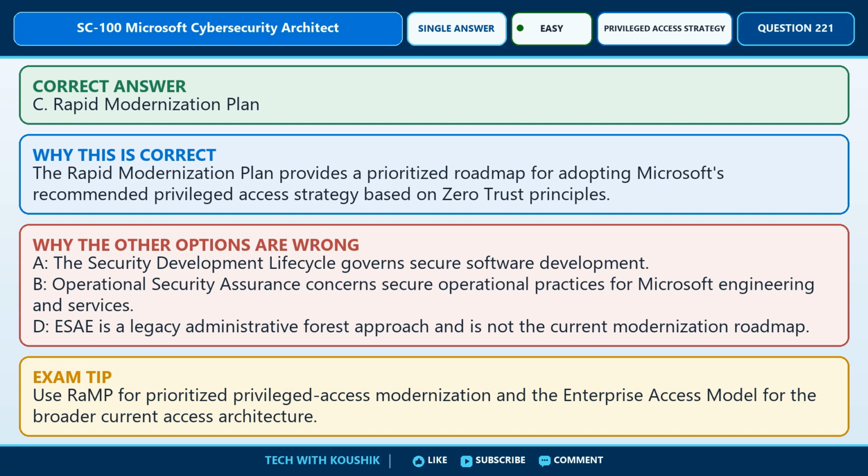Why are the other options not correct? A. The Security Development Lifecycle governs secure software development. B. Operational Security Assurance concerns secure operational practices for Microsoft engineering and services. D. ESAE is a legacy administrative forest approach and is not the current modernization roadmap. Exam tip. Use RAMP for prioritized privileged access modernization and the enterprise access model for the broader current access architecture.